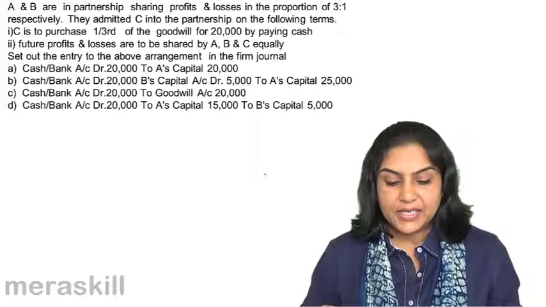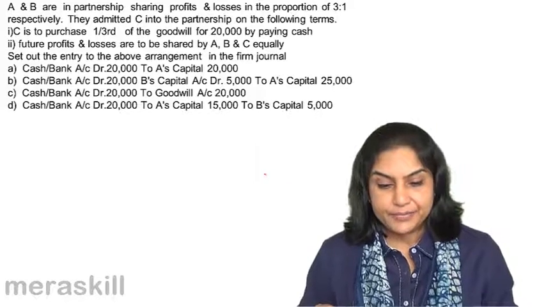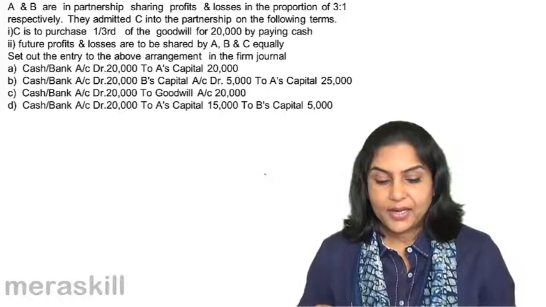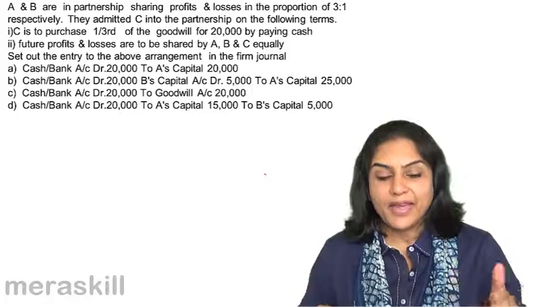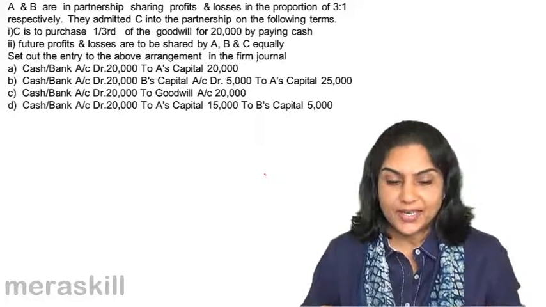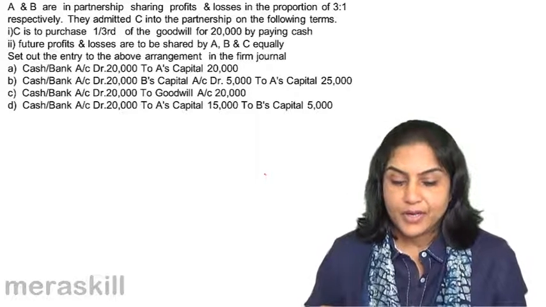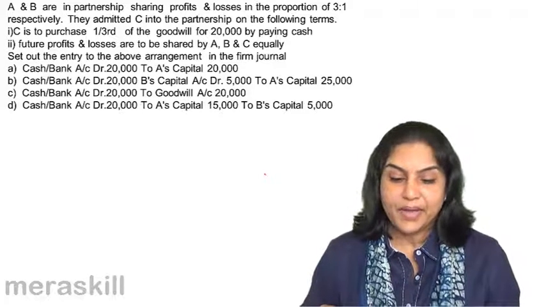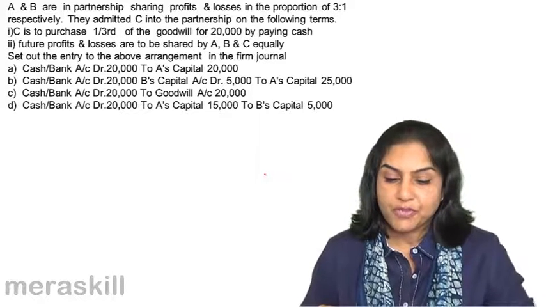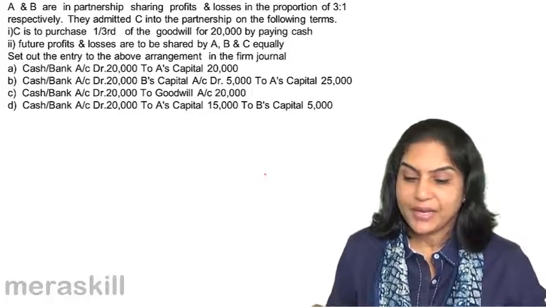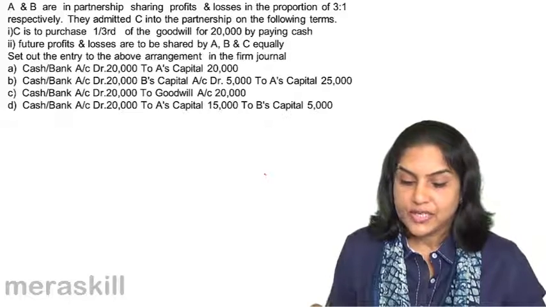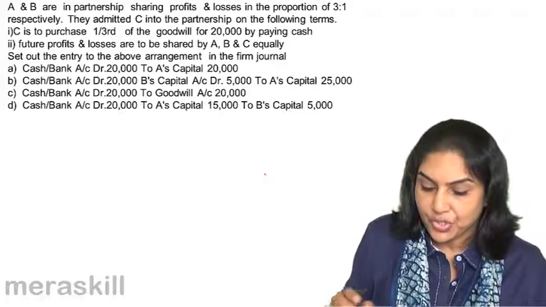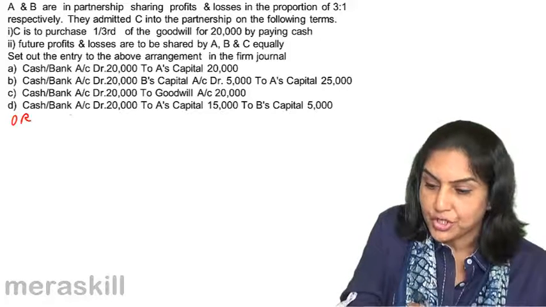Options A, B, C, and D are given to us. Let us do one thing. Let us work out this problem and then look at the solution and pick the correct solution. C purchases one-third of the goodwill for 20,000 by paying cash. Future profits and losses are to be shared by A, B, and C equally. So there is a change in the profit sharing ratio. Let us see what was the old ratio.